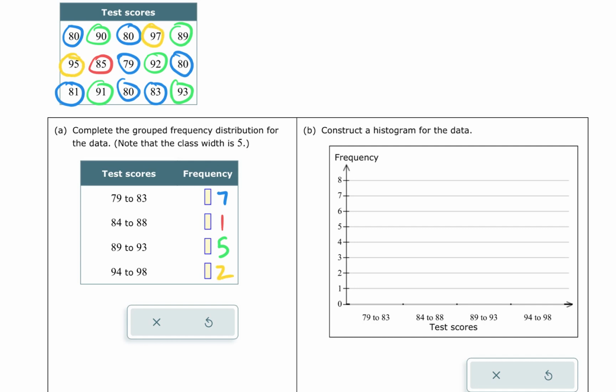Making our histogram, 79 to 83, there were 7. 84 to 88, there was only 1. 89 to 93, there were 5. And 94 to 98, there were 2 students.